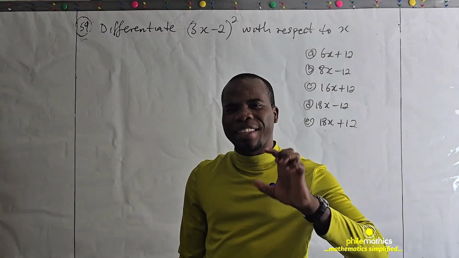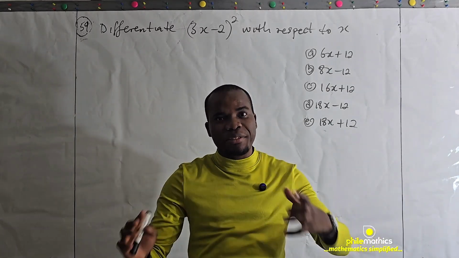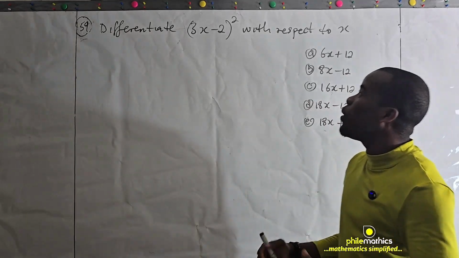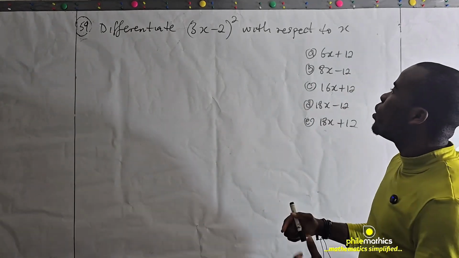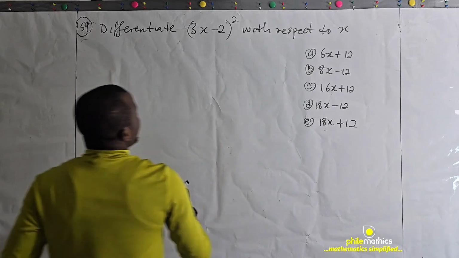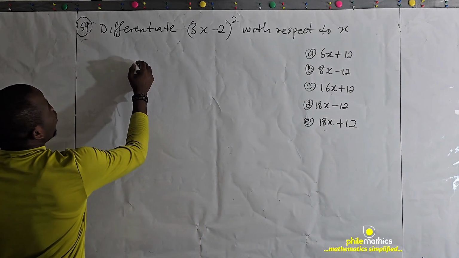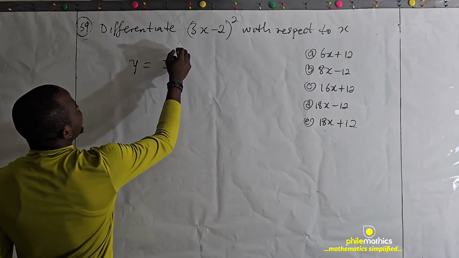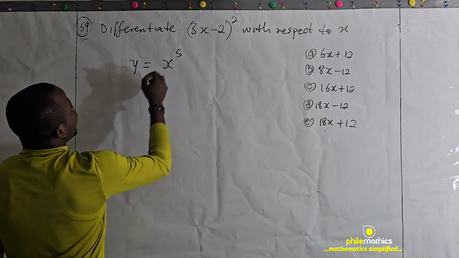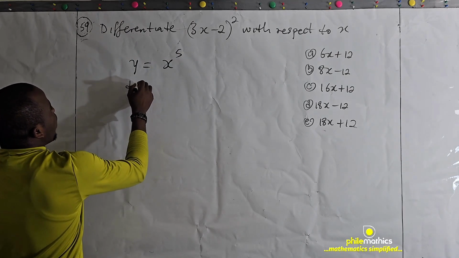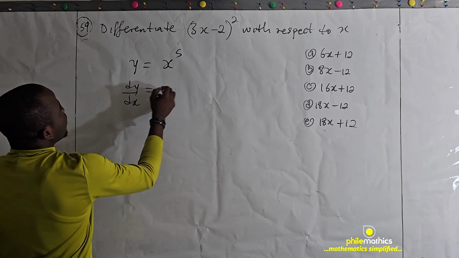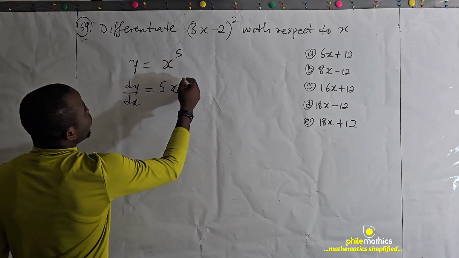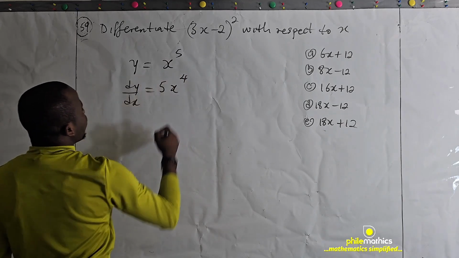Question 59 of NECO 2025 is on differentiation, and it says differentiate (3x - 2)^2 with respect to x. So how we do this, recall that if y is equal to x to the power 5, what we do is dy/dx: multiply by the power, 5x, and subtract 1 from the power, that's 4.